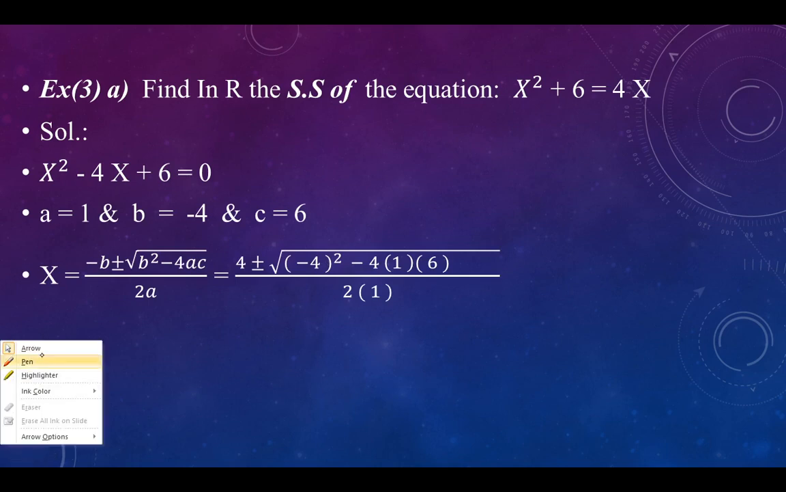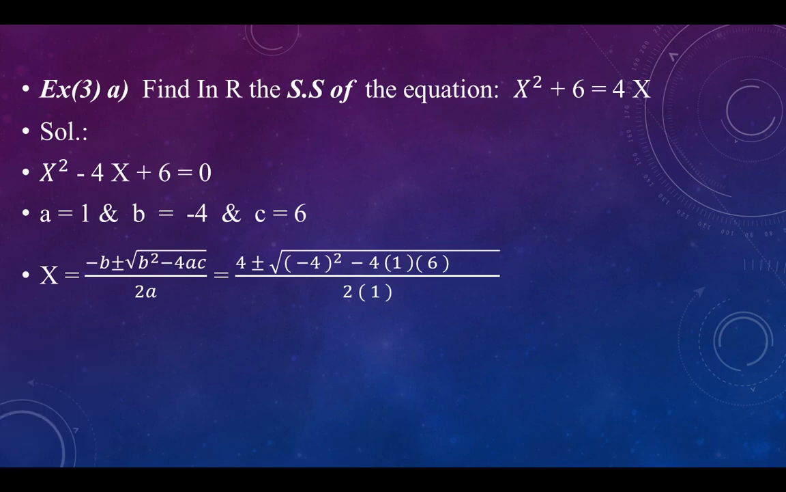Negative 4 to the power of 2, minus 4 times 1, times C equals 6, over 2A. 2 multiplied by 1 equals 2A. Okay, now we are going to calculate negative 4 to the power of 2 minus 4 times 1 times 6 first.